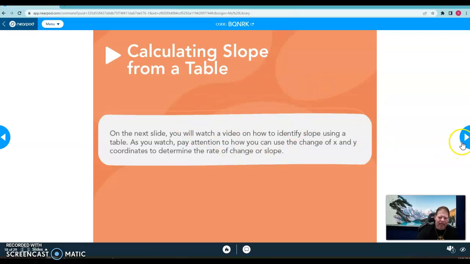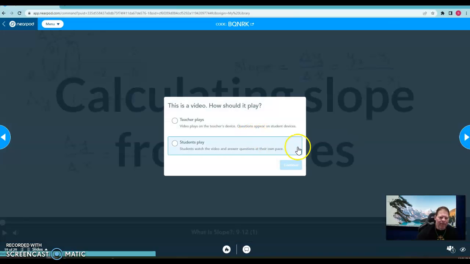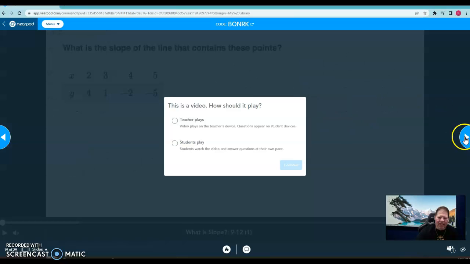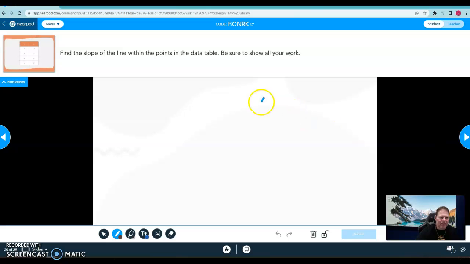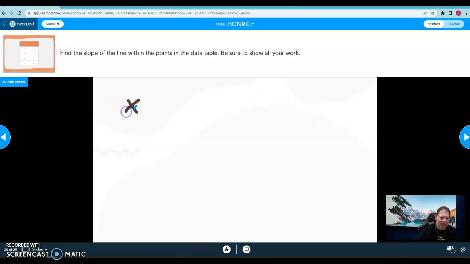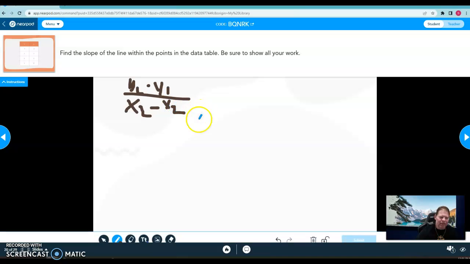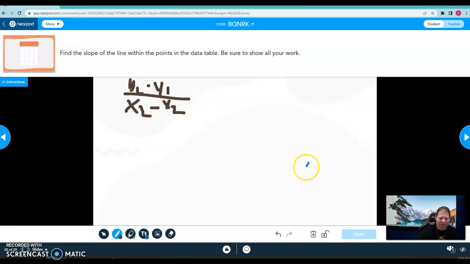For calculating the slope from a table, it's another video, but they understand that it's the change in y over the change in x. Here they get to write it out: the change in y, y2 minus y1, over x2 minus x1. My writing is awful with the mouse, so my inking pad will have to be utilized here. But they get the formula and the points, and they get to pick them and find the slope of each of the points.